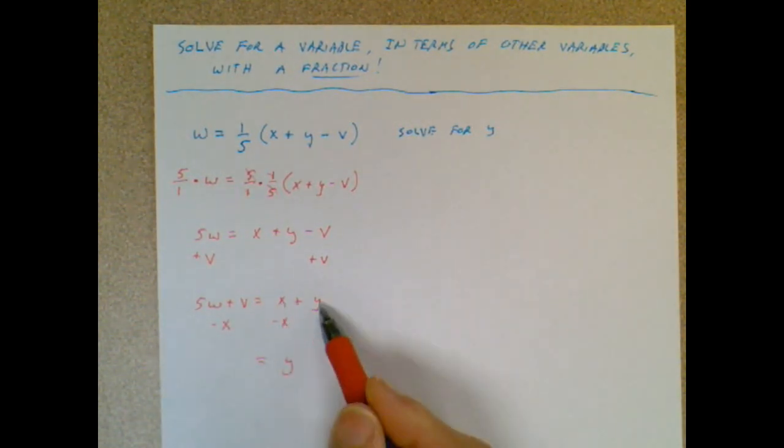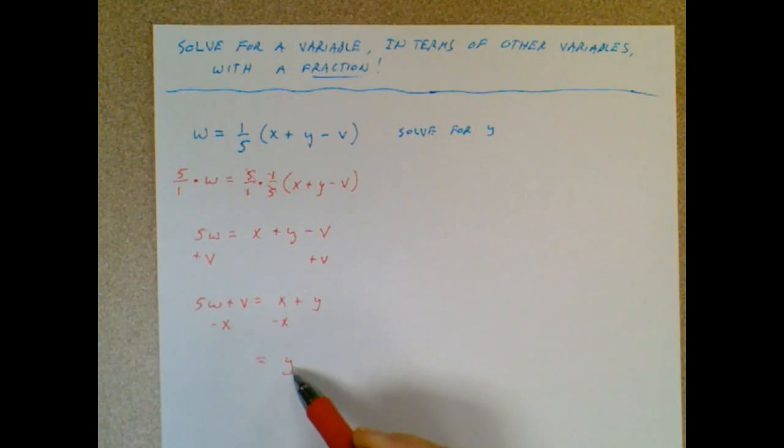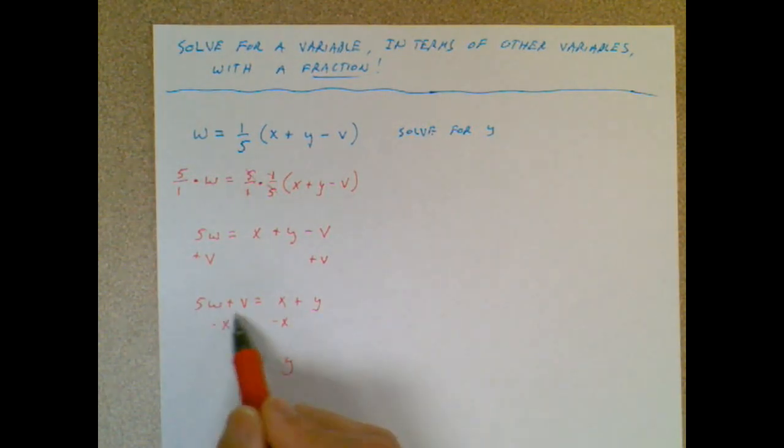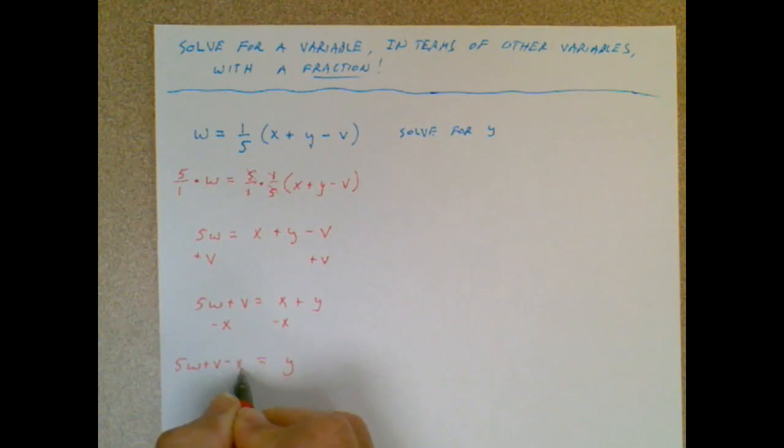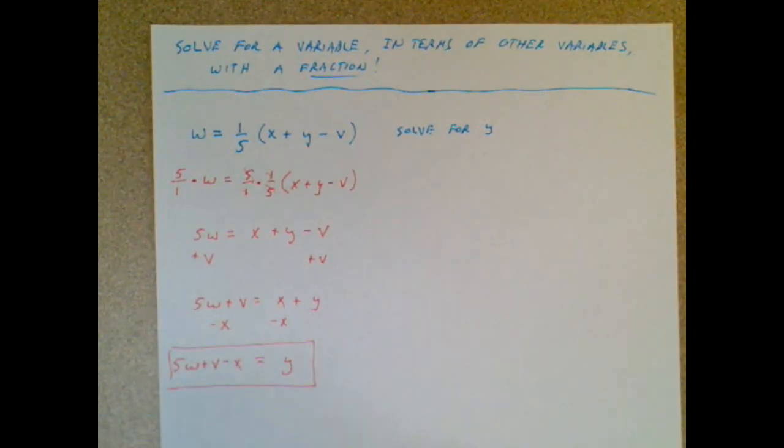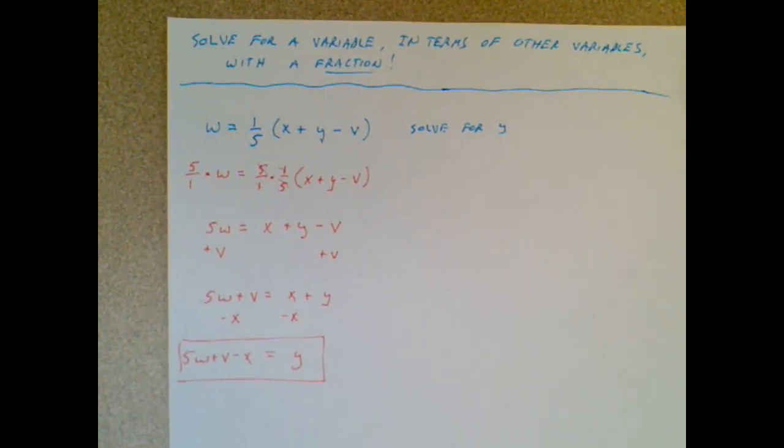x minus x is 0, so now I have just y on the right side. On the left side, none of these are like terms, so I can't combine them, so I just write that. And I have solved for y. I'm going to do one more example. I'm going to go faster, and it's going to be a messier example.